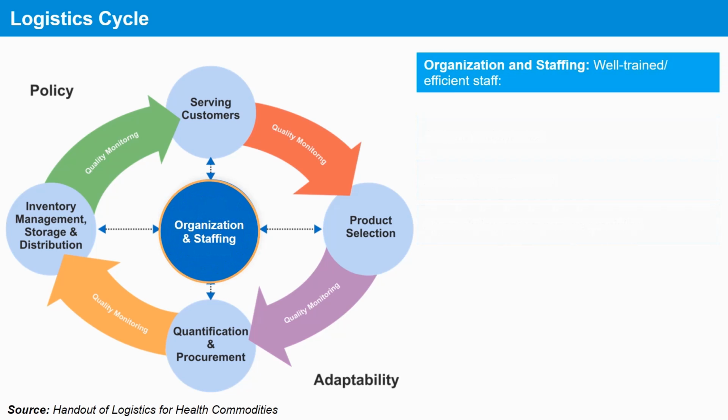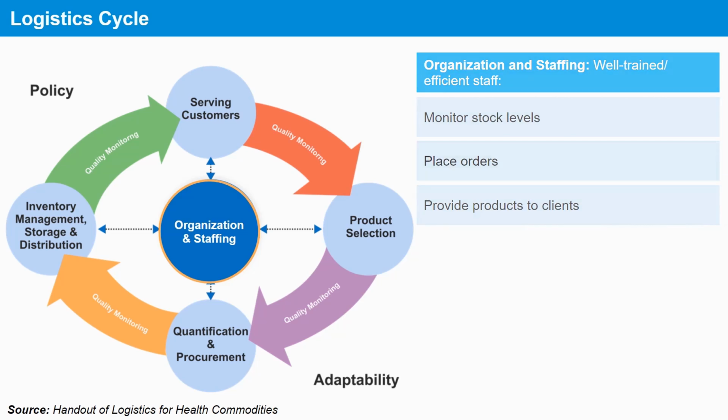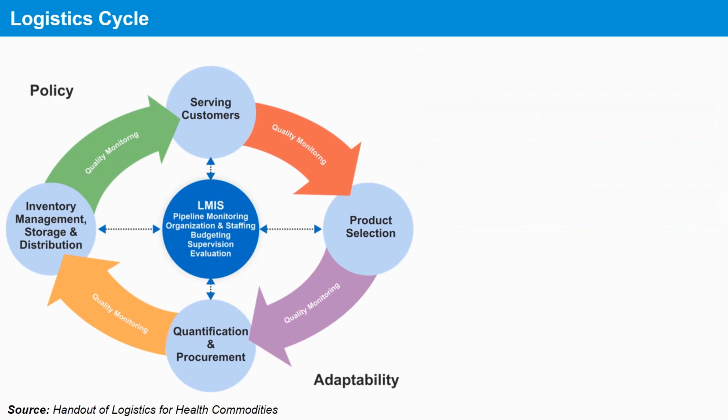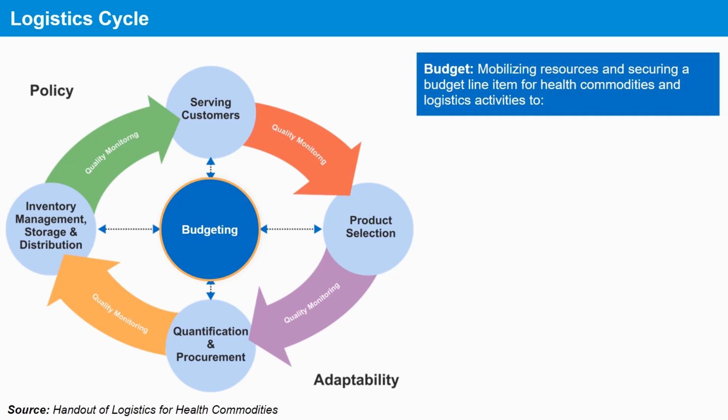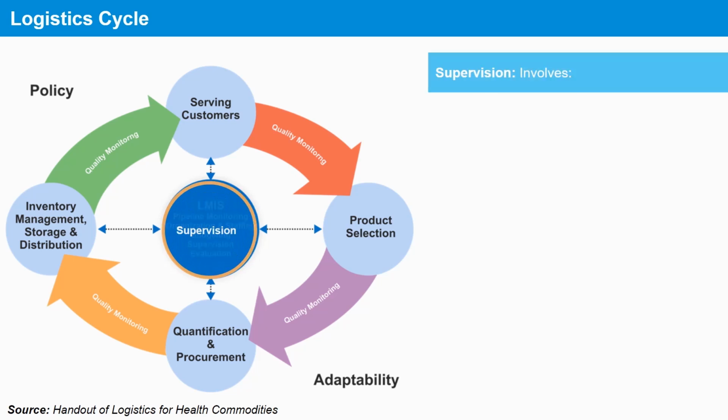Logistics systems can only work if well-trained and efficient staff monitor stock levels, place orders, and provide products to the clients. Therefore, organization and staffing is very important in the logistics cycle. Budgeting involves mobilizing resources and securing a budget line item for all commodities and logistics activities, which is extremely important to ensure that products are available and that the logistics system operates effectively.